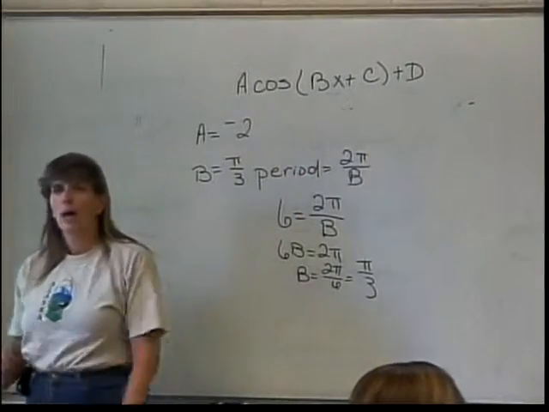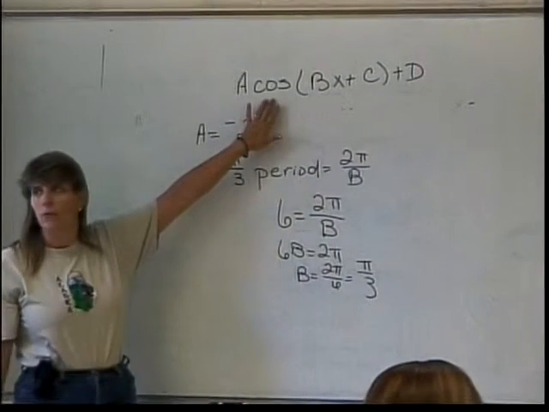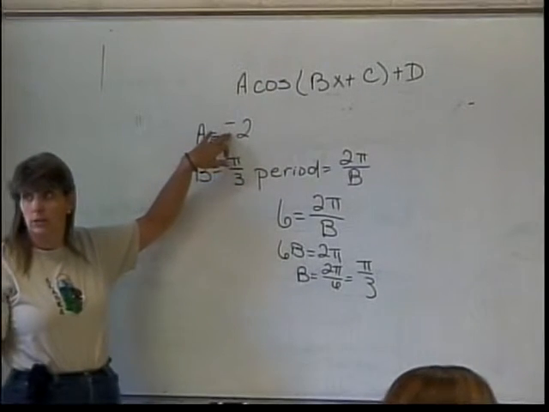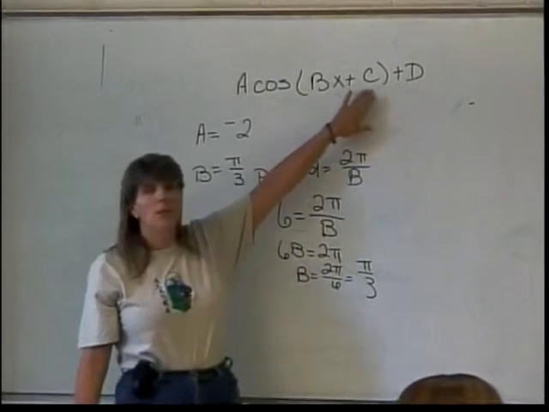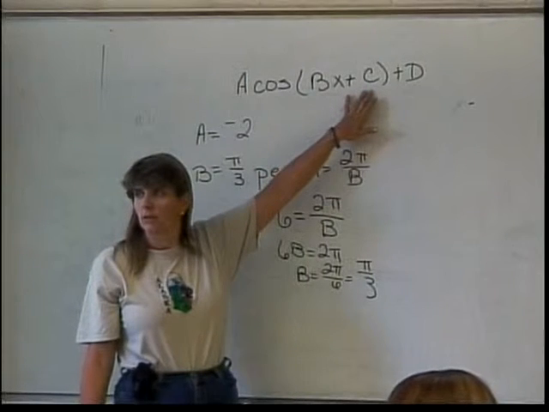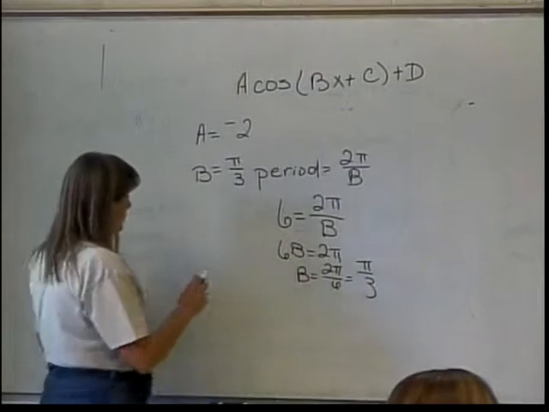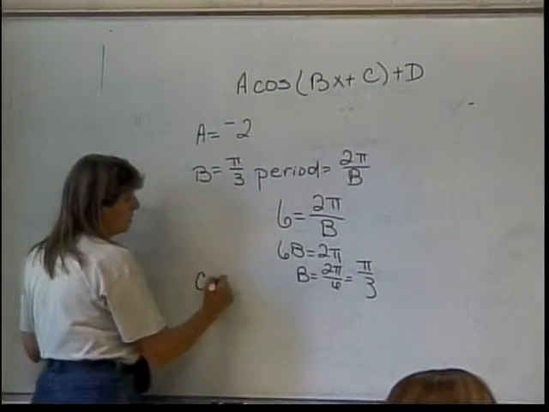C, I decided this was a cosine graph. I've decided that it's reflected over the x-axis. So what can you tell me about the phase shift? There is none. So that means my c is going to be 0 because there is no phase shift.